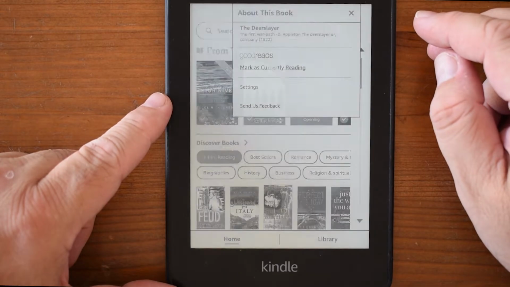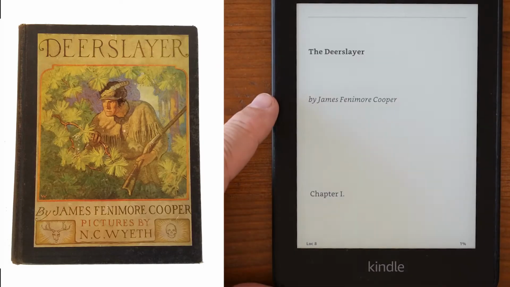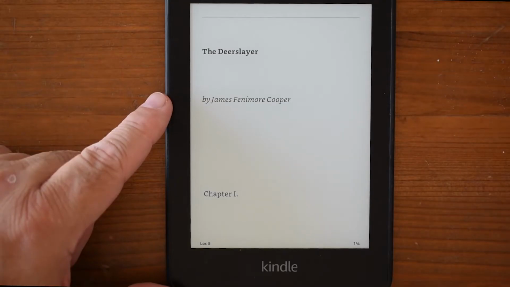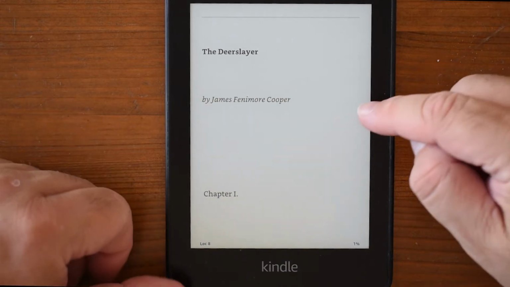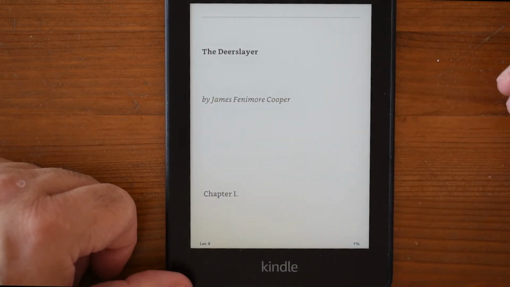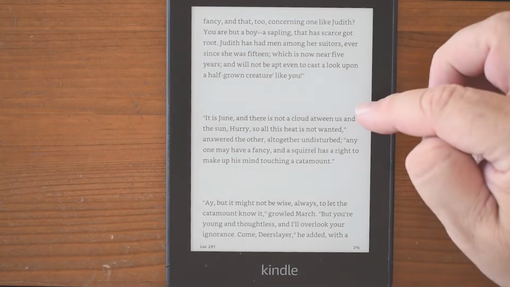So we opened the book Deerslayer, and I'm using this book because it was written in the 19th century, so it actually contains quite a bit more unfamiliar vocabulary, much more so than a recent book would. And so this way I can collect new words relatively quickly. Okay, so let's start reading.